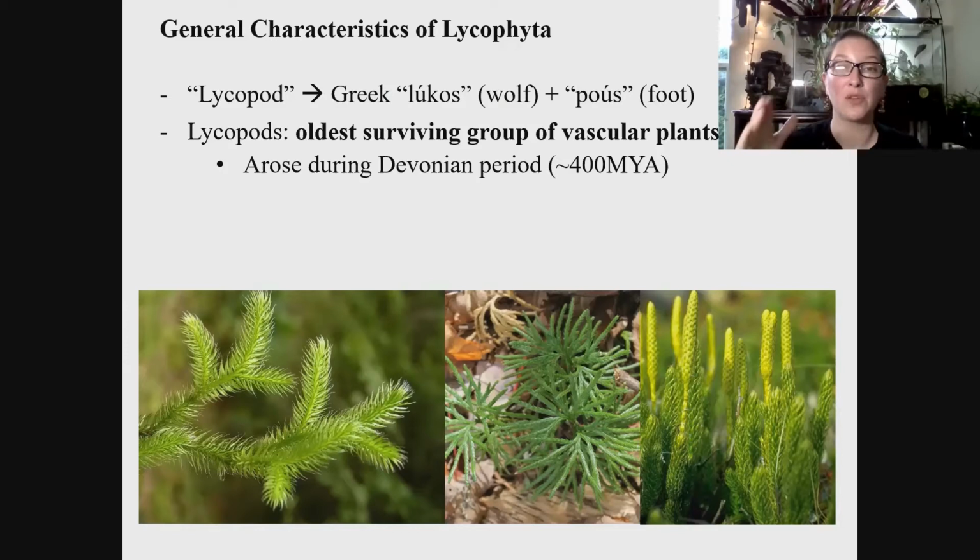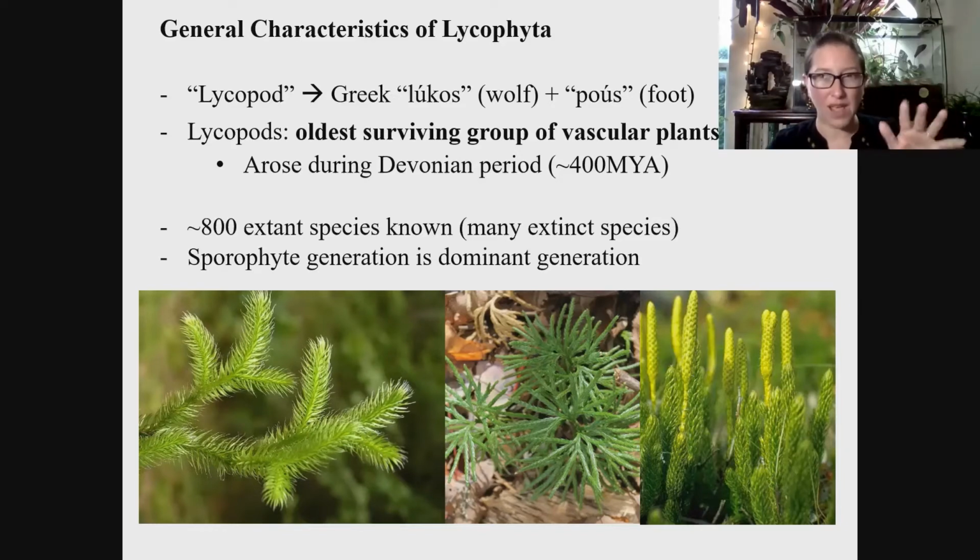It is the oldest surviving group of vascular plants, which is super, super cool. What that means is these plants have been around in some shape or form since around 400 million years ago in the Devonian era. And they are, to our knowledge, the oldest remaining lineage of vascular plants on Earth today. Pretty cool. There's about 800 species that are still around today, so that's what extant means.